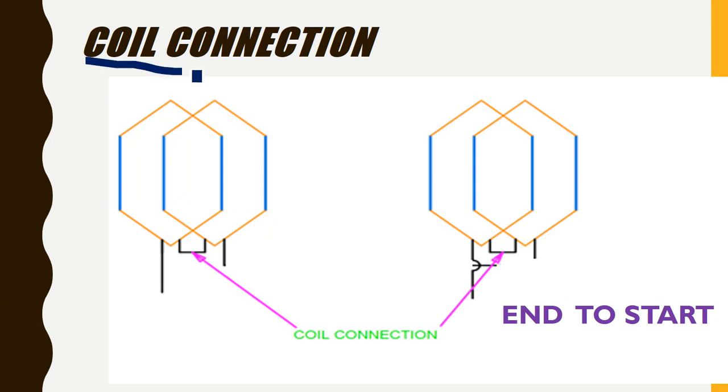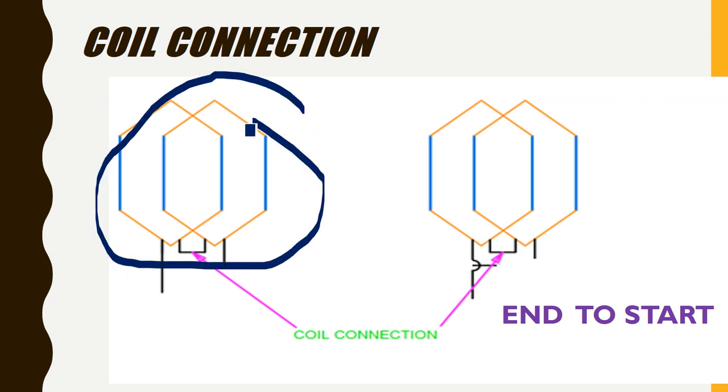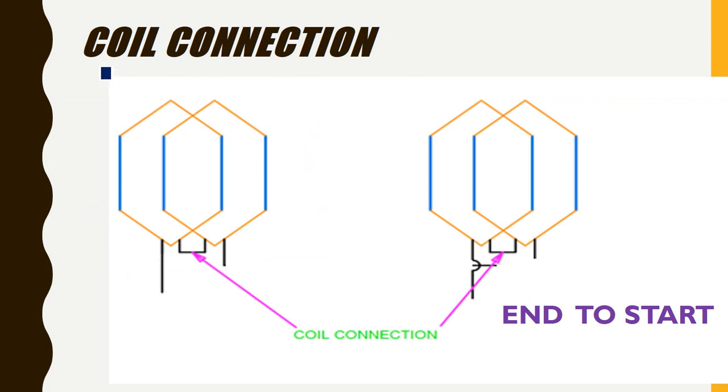First term is coil connection. What is a coil? We already discussed. Coil groups also discussed. Here we are seeing two coil groups, one here and one here. Inside the coil group, how the coils are connected, that will be known as coil connection.